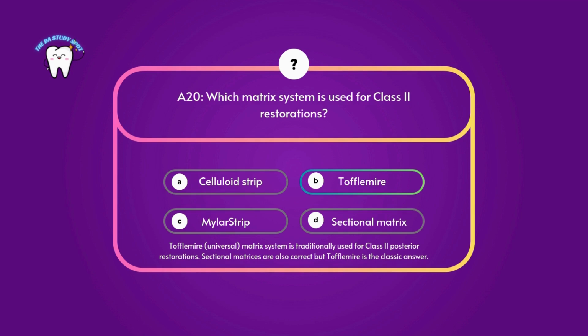The answer is B. Toffelmeyer. Toffelmeyer Universal Matrix System is traditionally used for Class 2 posterior restorations. Sectional matrices are also correct, but Toffelmeyer is the classic answer.